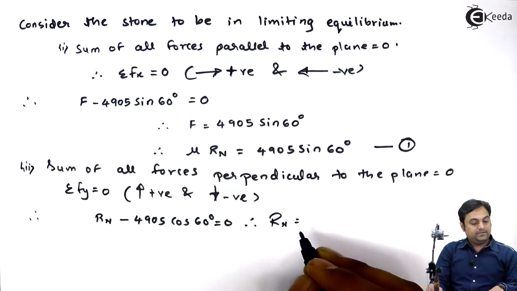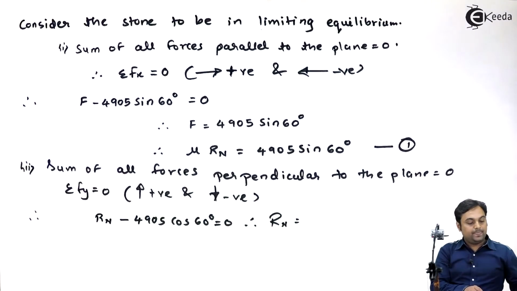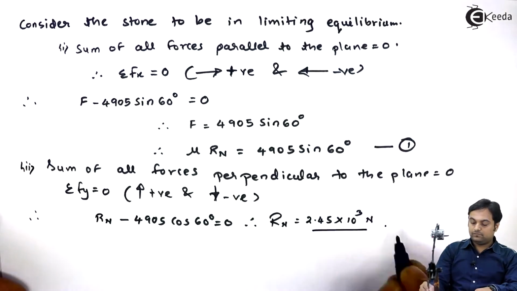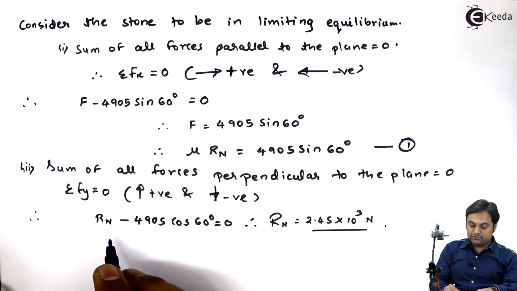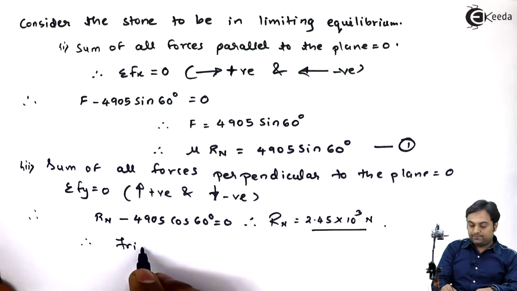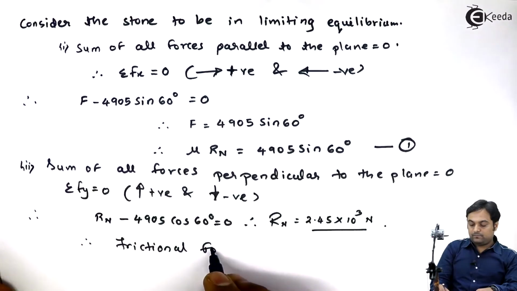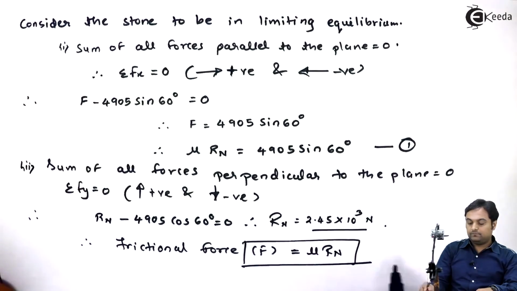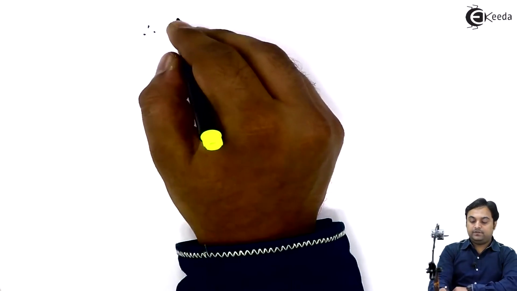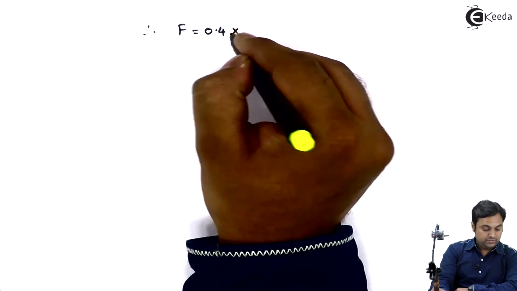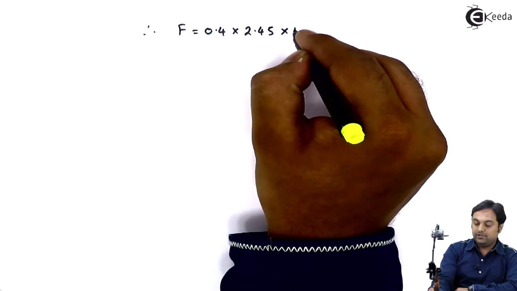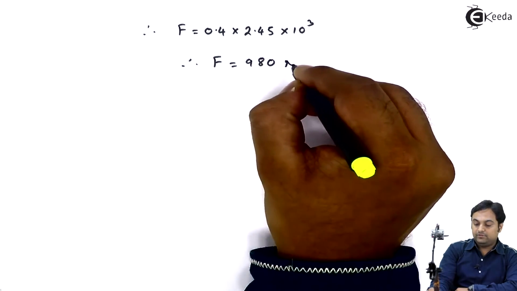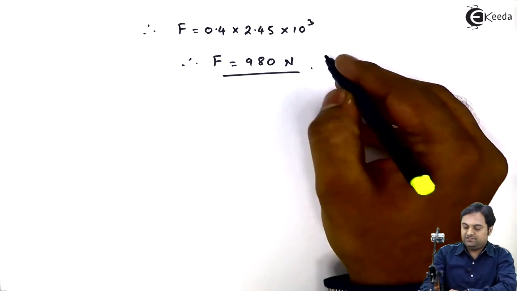Rn will be, I am getting the answer of Rn, that comes out to be 2.45 into 10 raised to 3. Hence, I will be getting my answer of frictional force. Therefore, frictional force capital F is equal to mu into Rn. So capital F is equal to mu is 0.4, Rn is 2.45 into 10 raised to 3. Hence, I will be getting my answer of capital F, which comes out to be 980 Newton. After getting frictional force, this is the frictional force.